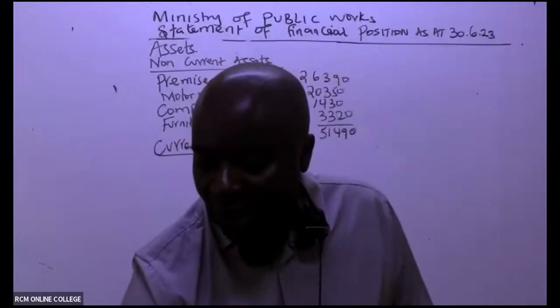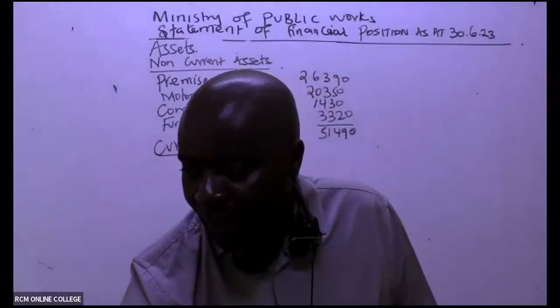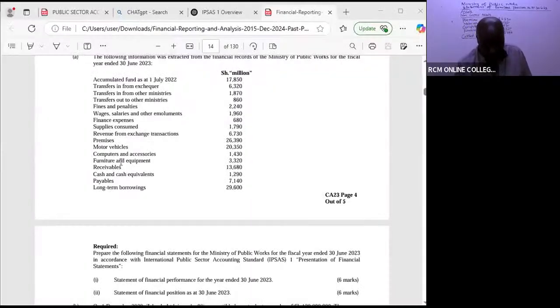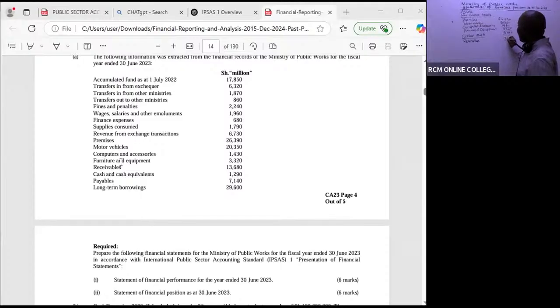So then do we have this current? Yeah, remember we have receivables, then cash. So we have receivables of 13,680. And then we have, ladies and gentlemen, cash and cash equivalents of 1,290.